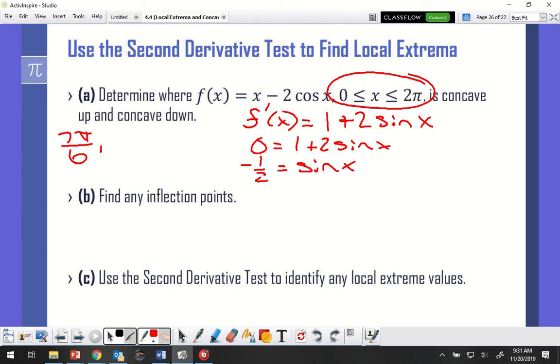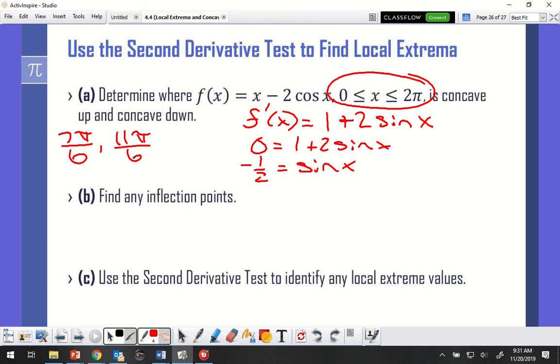Now, what about quadrant 4? 11 pi over 6, right? It's almost all the way up to 2 pi, isn't it? So it's 11 pi over 6. There we go. All right, so we got all that taken care of.